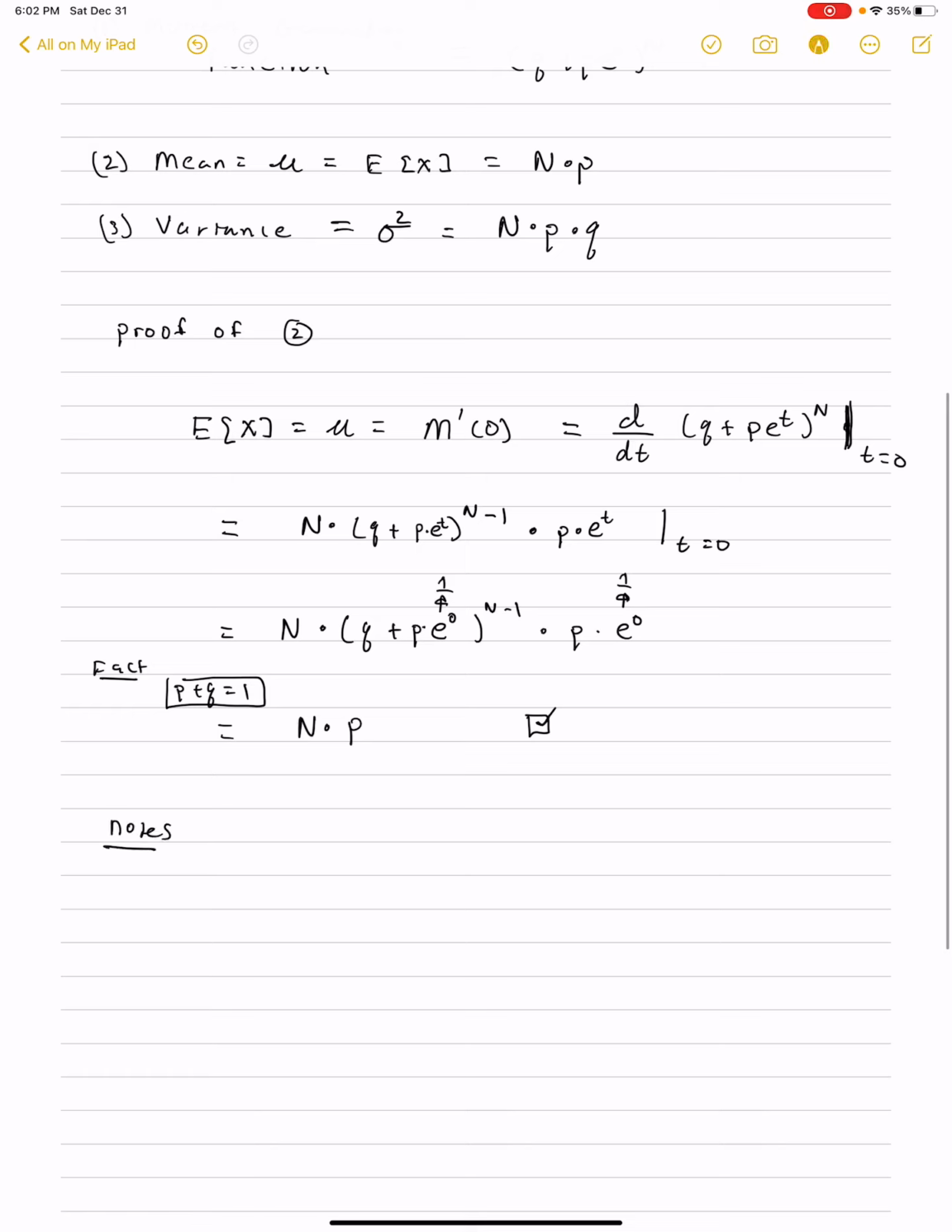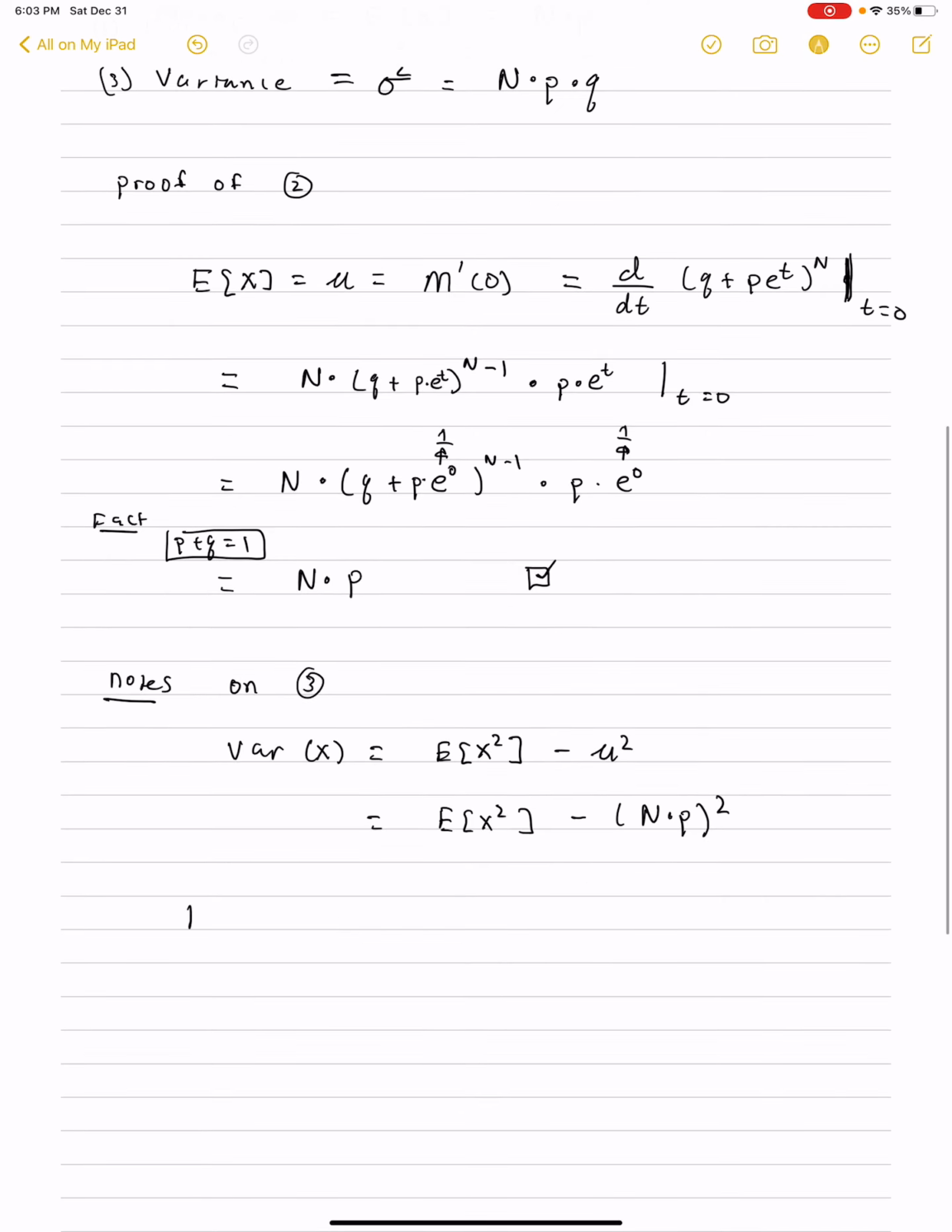I'm going to just talk about notes on 3. The variance of x is going to be the expected value of x squared minus mu squared. We already know what mu squared is. We just derived it. So that'll be (n times p) squared. And E of x squared is equal to the second derivative of the moment generating function evaluated at 0, which you'll need to do yourself. Okay, it's not that bad. It's another chain rule and product rule. So this is for you.